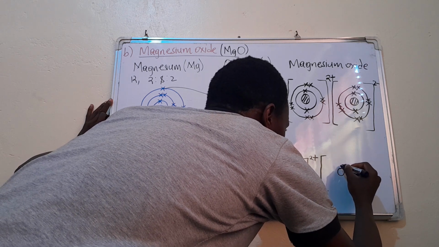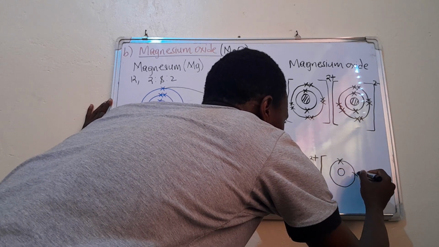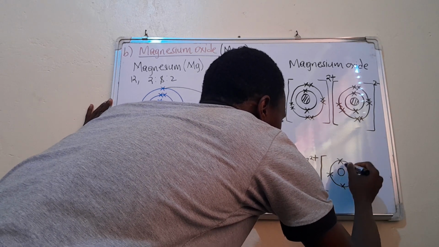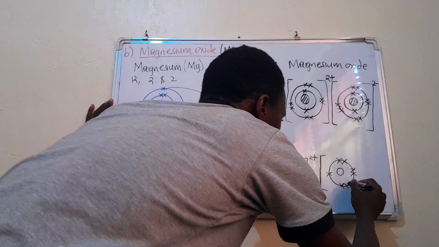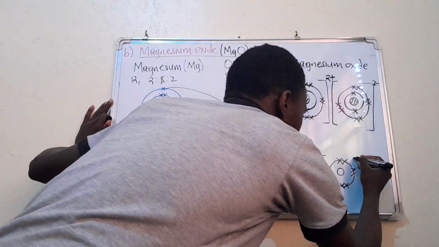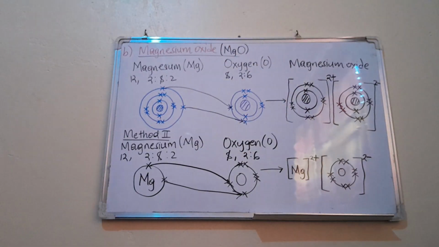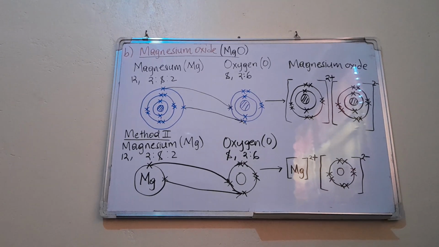And for oxygen, it will look like this. That is capital O, and you're having 1, 2, 3, 4, 5, 6, 7, 8. We have added 1 electron here and another one there, so we shall come up with 2 minus. So you can also take that approach. You take any approach which you think is easy according to you.